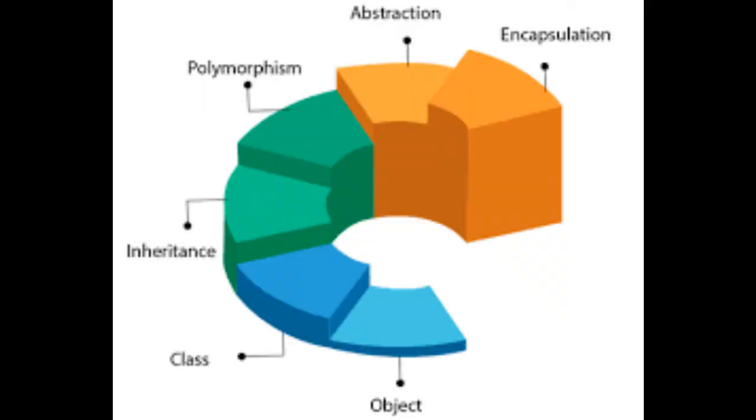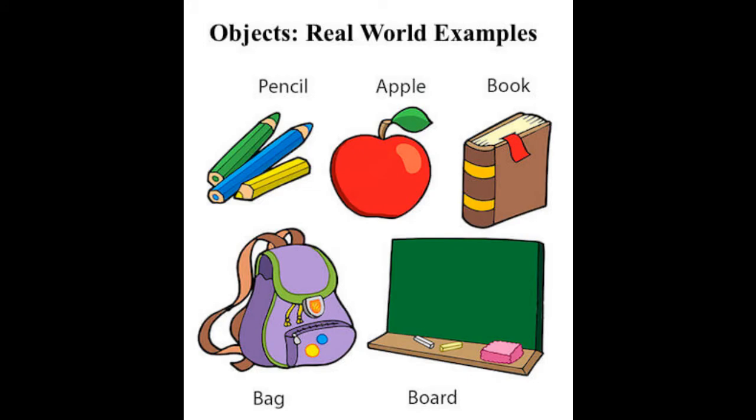Now, let us see the basic principles of OOPs, that is objects, class, data abstraction, inheritance, polymorphism and encapsulation. We'll see objects first. Objects are the real world entities which contain data and functions. Data are also called characteristics, and functions are called its behavior. For example, any real world entities like pencil, apple, book, board, you, me, etc. are objects.